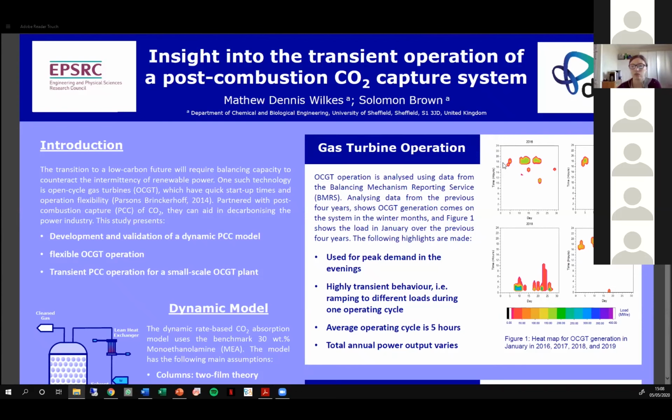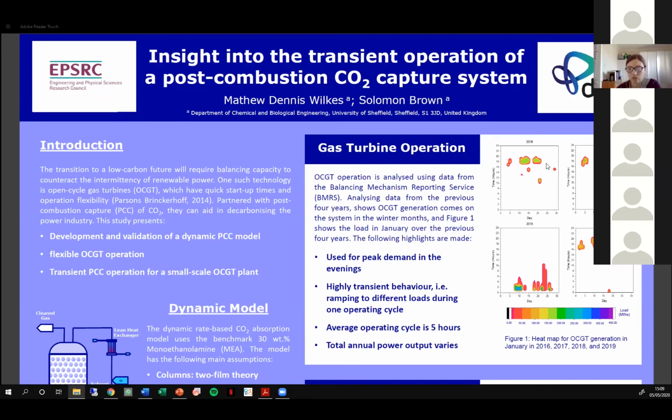This sort of information you can find out in the literature really easily. What's interesting about this data is that it shows the transient behavior as well. So if you look here, you can see that it jumps to different power outputs within the same operating cycle. And it can go through multiple operating cycles within a 24-hour period. Analysing the data over the previous 4 years showed that the average operating cycle is around 5 hours.